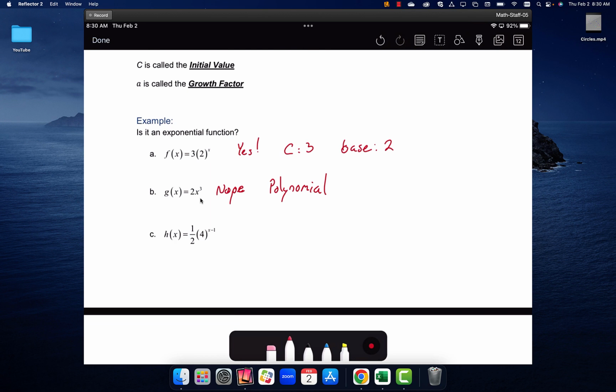Look at where your variable is. The variable is not in the exponent. X is beside the 2. That's just a polynomial function. In this example, look at where your x is. The variable x is in the exponent. That means this is an exponential equation. And the growth factor is 4, also known as the base. Growth factor is 4. The initial value c is 1/2.